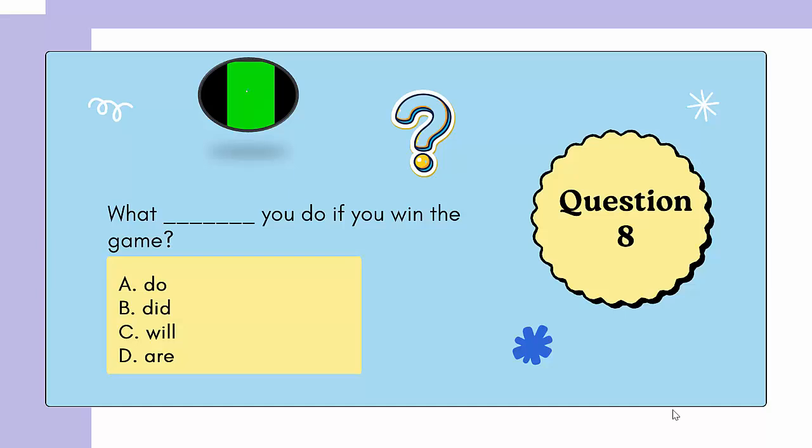Question number 8. What blank you do if you win the game? A. Do. B. Did. C. Will. D. Are.